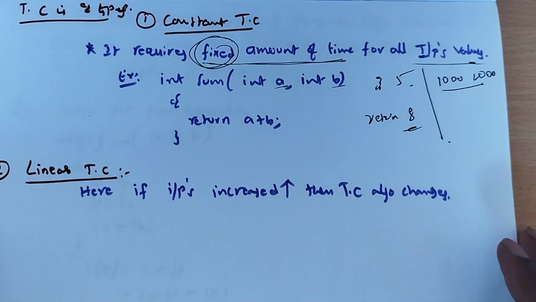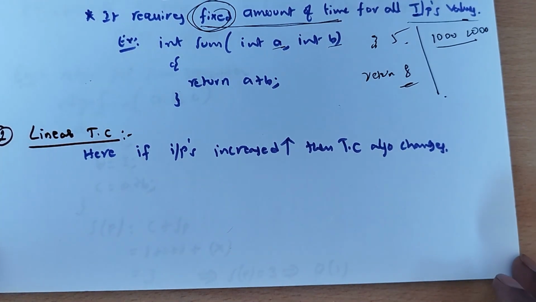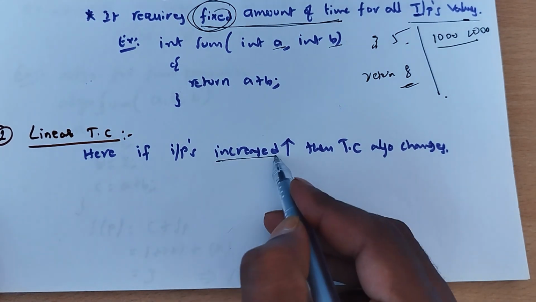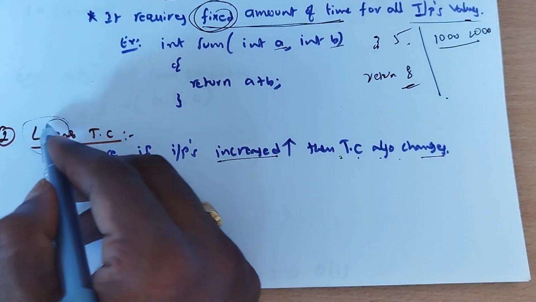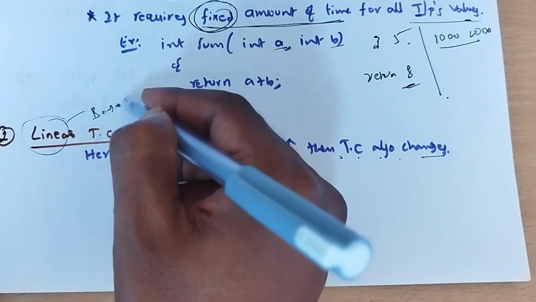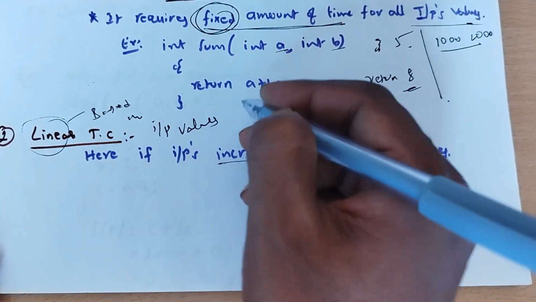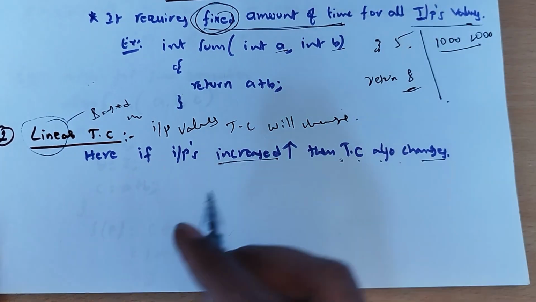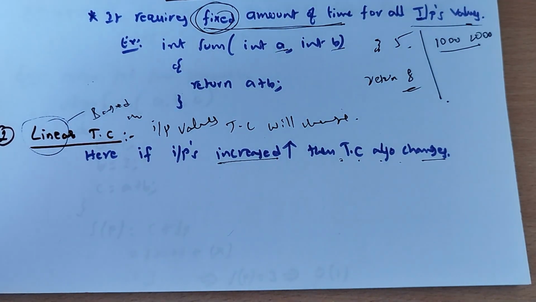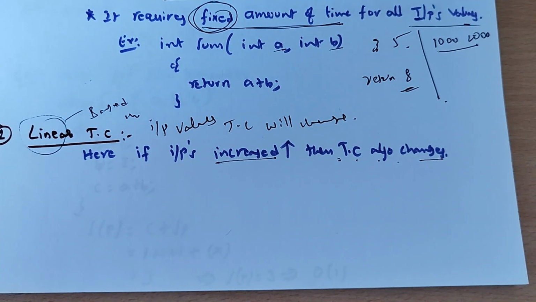Okay, next. What about linear time complexity? Linear time complexity is nothing but if input values are increasing, then the time complexity also changes. What is the meaning of linear? Based on input values, the time complexity will change. That is called linear time complexity.